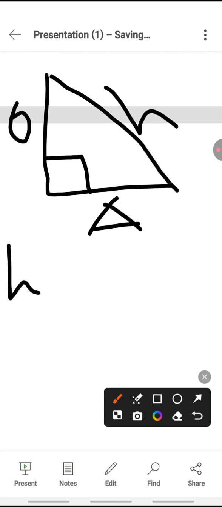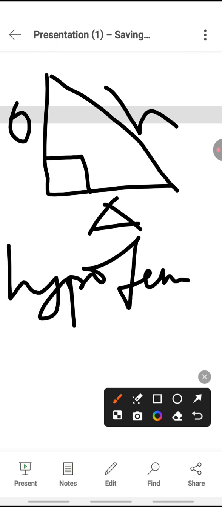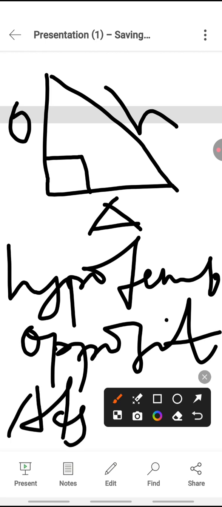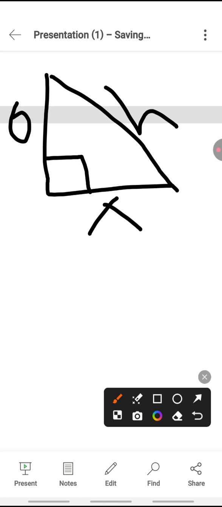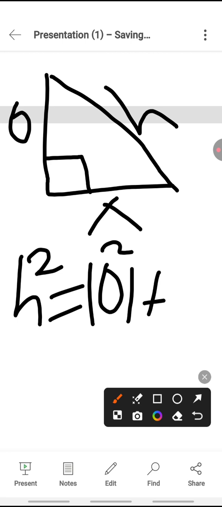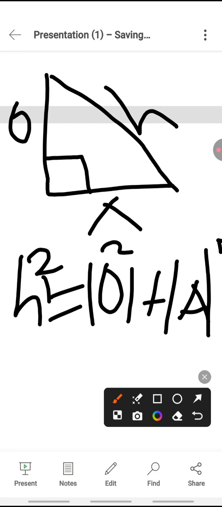So we have the hypotenuse, we have the opposite, and then we have the adjacent. So these are the three sides that we have for a right angle triangle. Now, according to Pythagoras theorem, the square of the hypotenuse should be equal to the square of the magnitude of the opposite plus the square of the magnitude of the adjacent. So this is how it is.